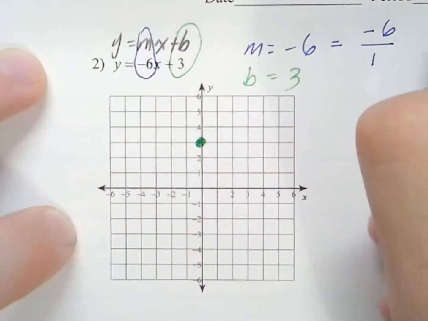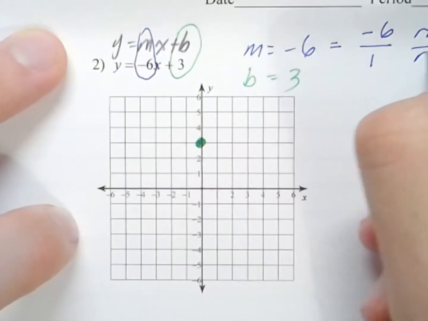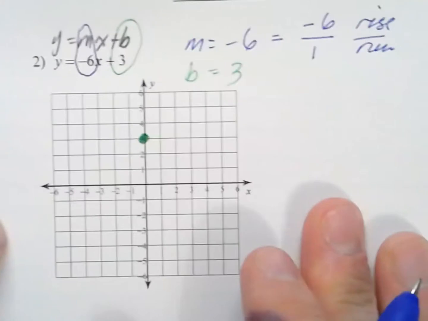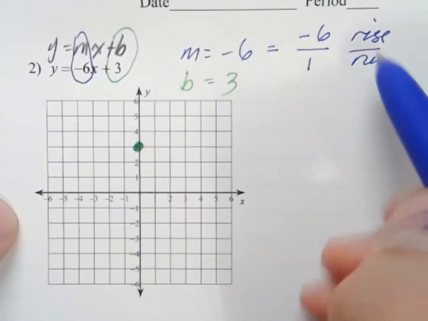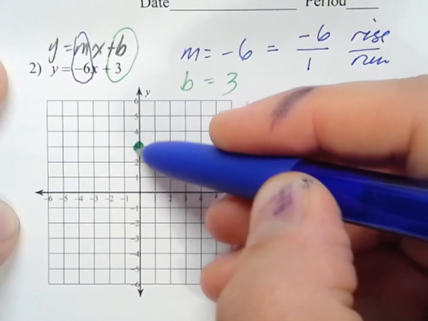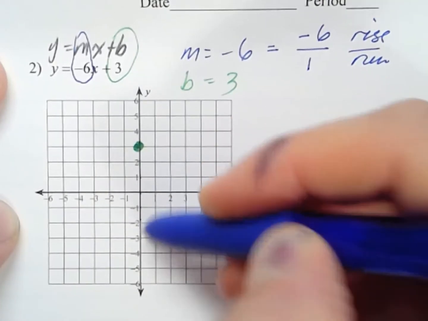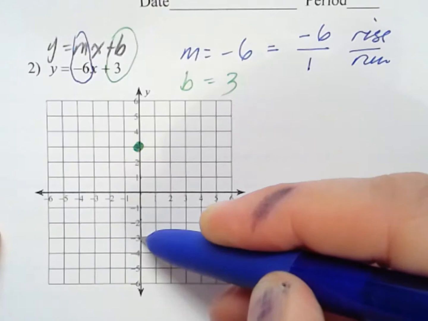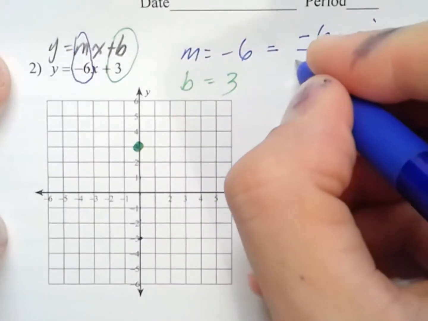And then we're counting out. Again, this is rise over run. Okay, oops, I'm off the screen there. Rise over run, so our rise is -6. That means we're going down 6. So we have to go down 6. 1, 2, 3, 4, 5, 6. So we're at -3. And our run is still a +1.